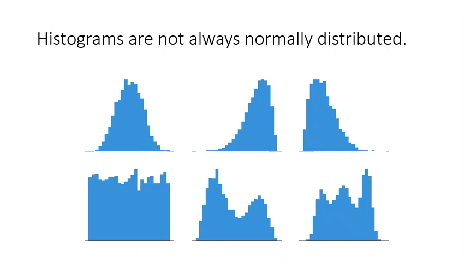So histograms aren't always normally distributed. Now you'll notice this is not perfect like the one we saw. And if we were going to assess the shape of it, we would just be sort of tracing the outline. We're not tracing it exactly. And so this would be normal.